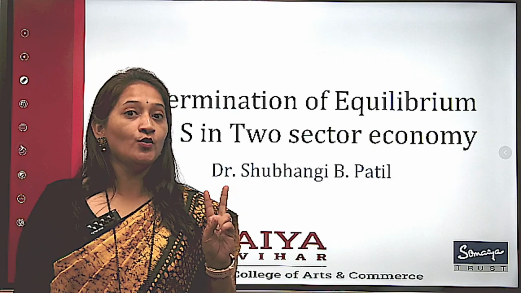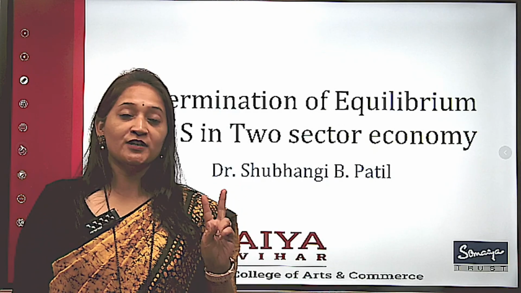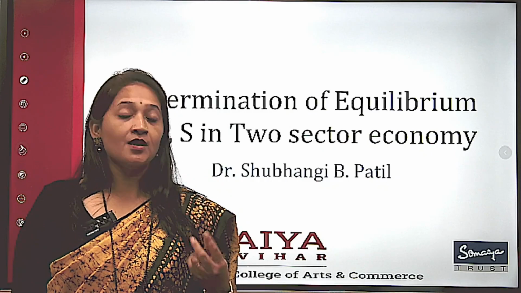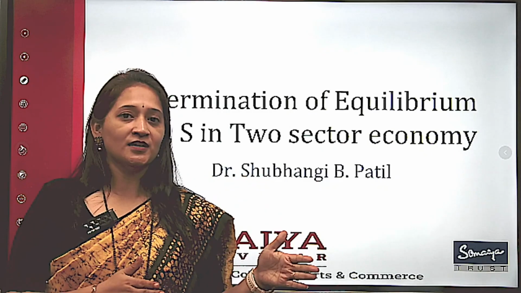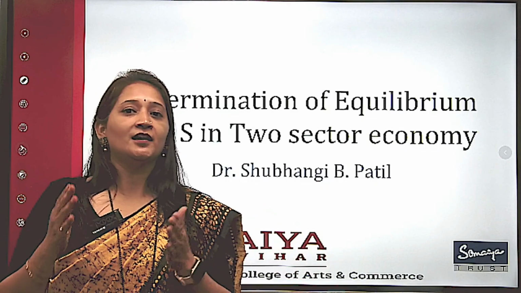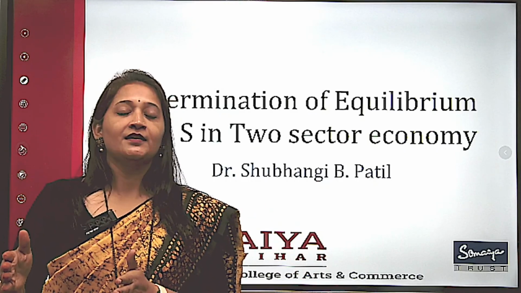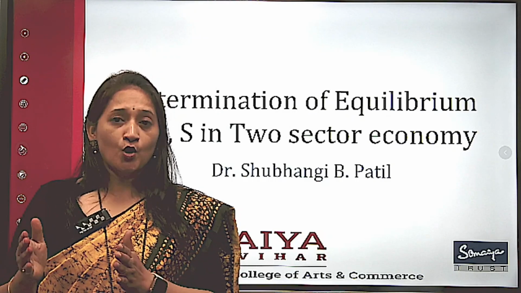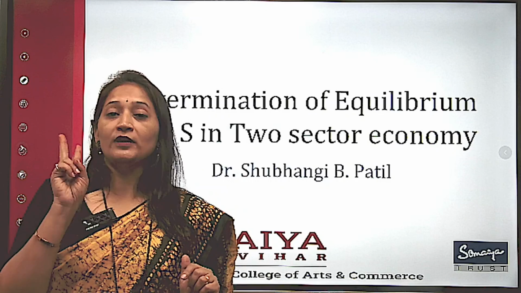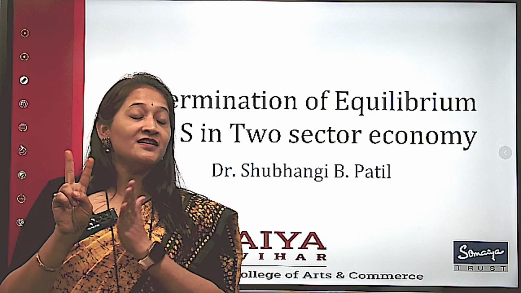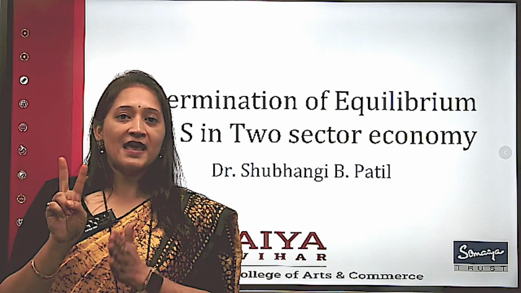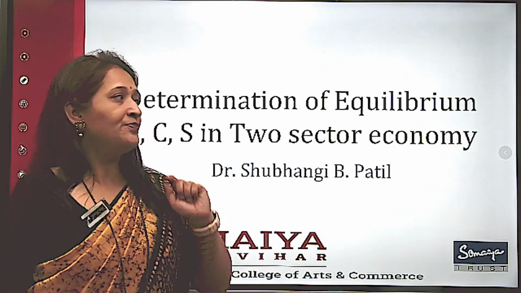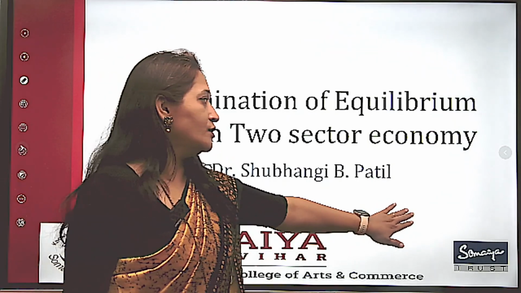I hope you all know that a two-sector economy refers to an economy having two sectors: one production sector, that is the firm, and the other the household sector, the consumption sector, that is the household. So in an economy with only two units, the production unit and the consumption unit, firm and household, what will be the level of national income? That's what we are going to learn today.